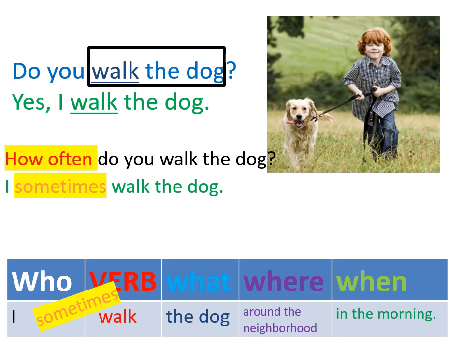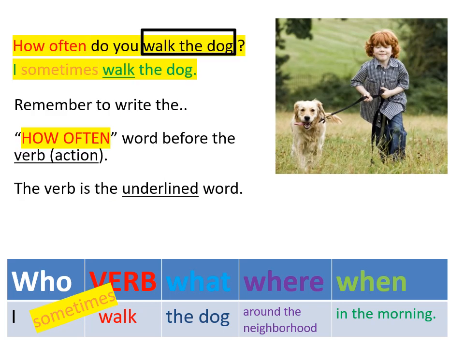And if you want to make your sentence longer and include where, that's the purple part, and when, that's the green part, you can say, I sometimes walk the dog around the neighborhood in the morning.